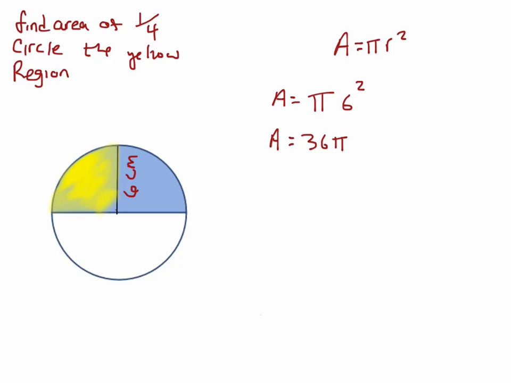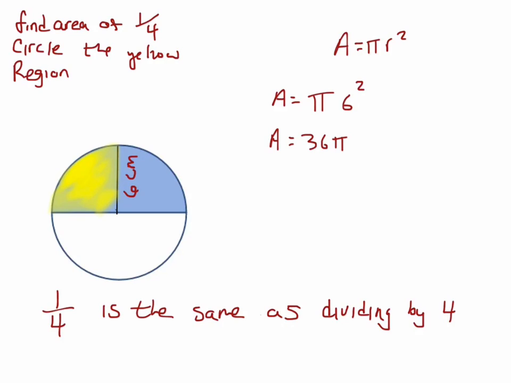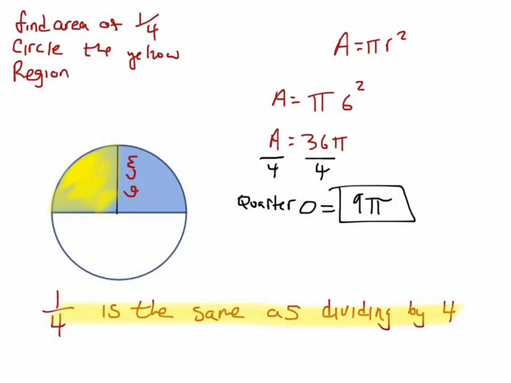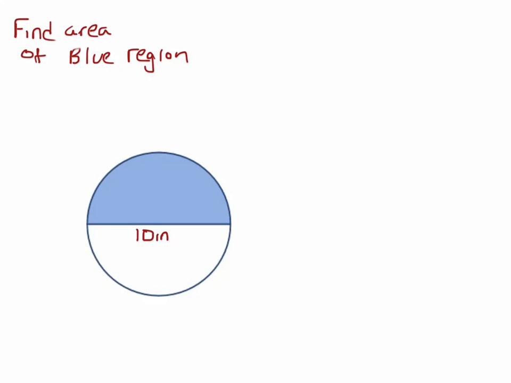So a quarter circle, a quarter is the same as dividing by 4. That's something I don't think many people know. So to find this, I would divide this by 4, so that quarter circle equals 36 divided by 4 equals 9 pi. So I'll leave it like that, 9 pi. So I'd like you guys to try and find the area of the blue region, which is a half circle. Alright? I'm going to pause here.